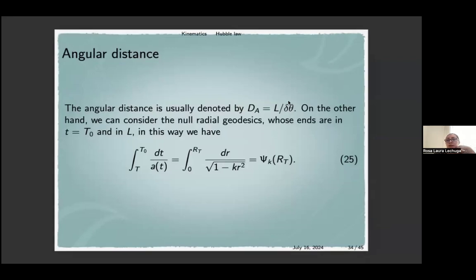Okay, and now with this distance, I consider a null radial geodesic. I take the endpoints at t and t naught, and then between 0 and r. This expression is similar to the expression that we got for the redshift; the physical situation is the same. We consider a null radial geodesic.